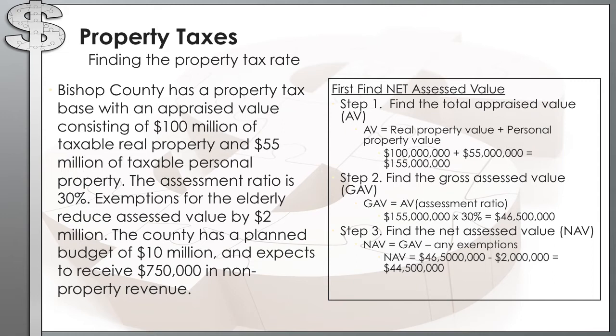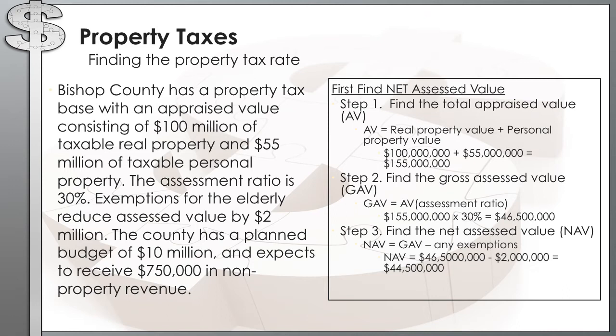Now the net assessed value is basically the taxable value of your assessed property, right? That includes exemptions, okay? So the gross assessed value basically is what your taxable property is worth prior to exemptions and deductions, and then the net assessed value is actually what you're paying taxes on after your exemptions have been included. Okay. So now let's look at step one here.